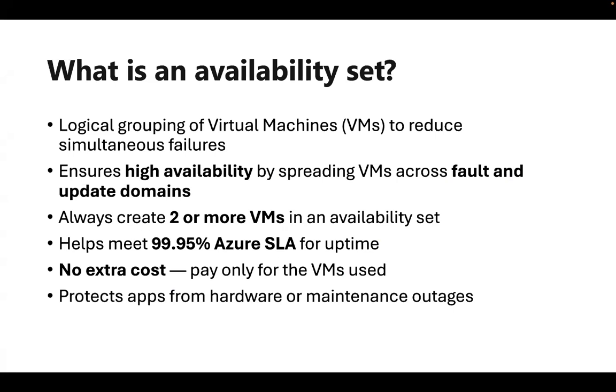When you are managing an availability set, it is recommended to create a minimum of two VMs. The maximum is up to us. When you are using an availability set, it will help us meet the 99.95% Azure SLA. And there won't be any extra cost for using availability sets. You have to pay only for the VMs. It protects apps from hardware or maintenance outages.